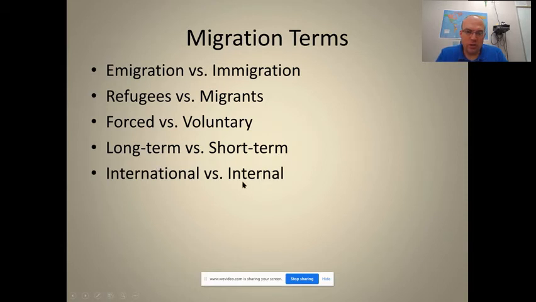So internal migration, you're migrating within the same country or state. We'll call them states when we get to Unit 3. And international migration, you're going to a new country. One that we, again, often overlook.